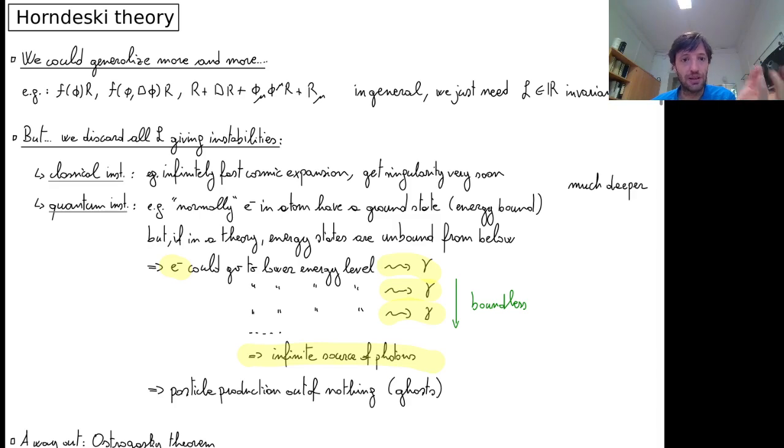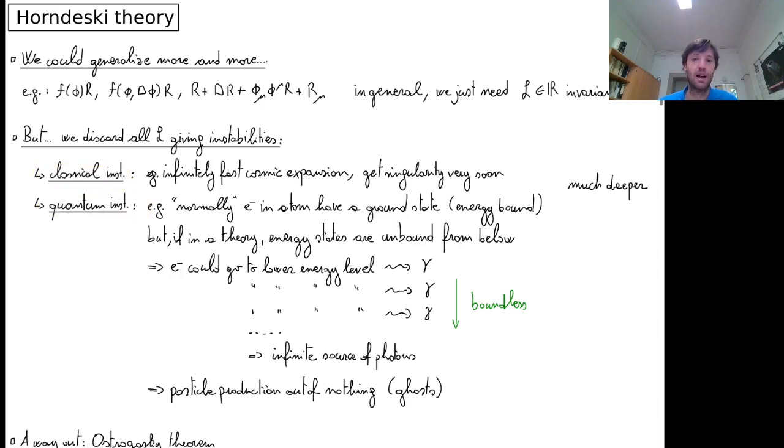Okay? And remember that each photon is a particle. This would mean that you have an infinite amount of production out of nothing. You would have a system which can provide an infinite number of particles without any limit. And these are what are called the ghosts. And therefore you don't want that. You want theories which do not possess any classical instability, nor a quantum instability.